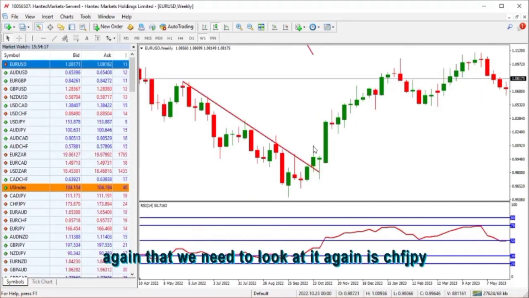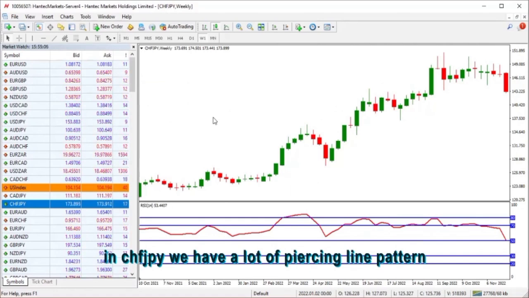Another example that we need to look at is CHF JPY. In CHF JPY, we have a lot of piercing line patterns.